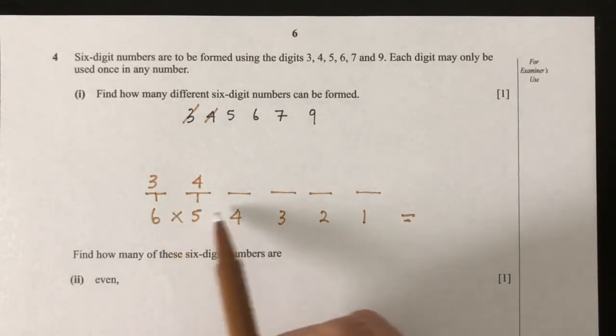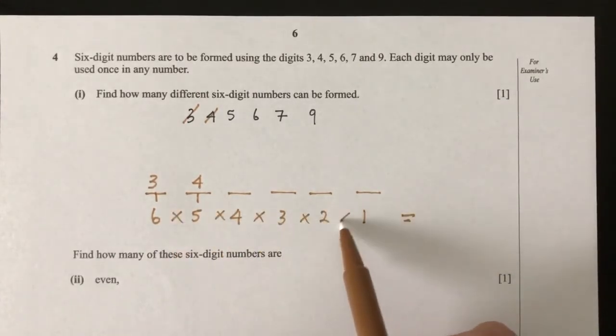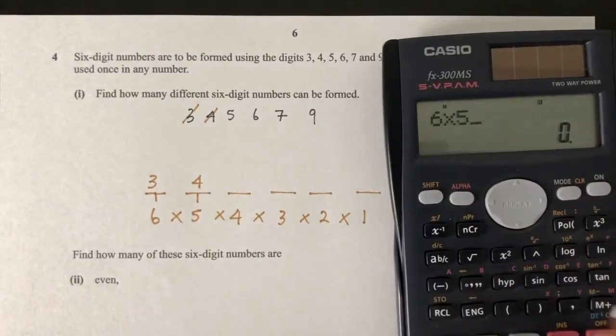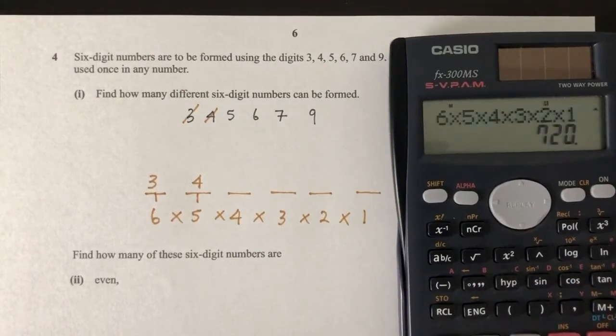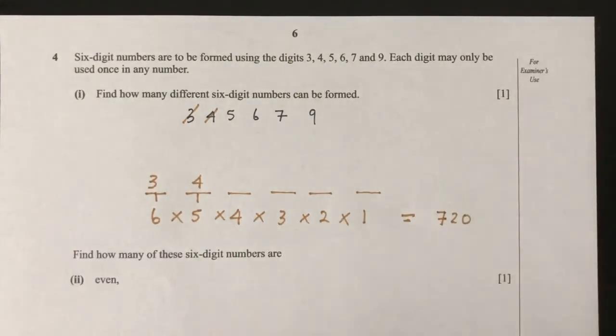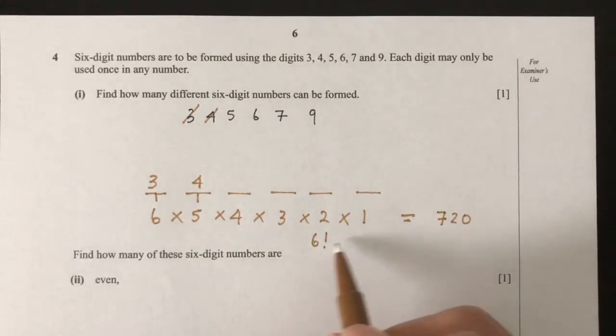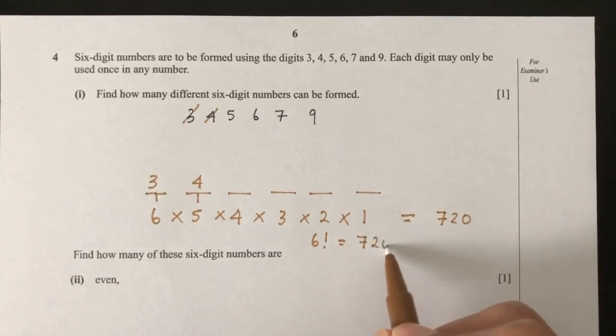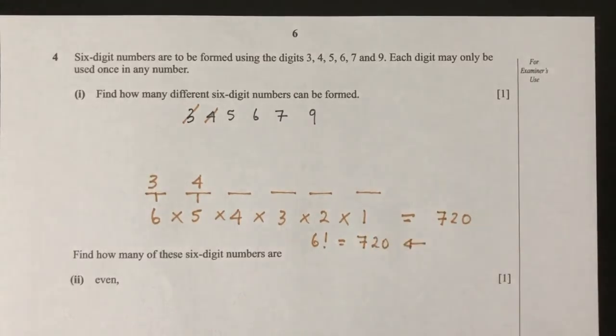So multiply these values to find your answer. So 6 times 5 times 4 times 3 times 2 times 1. That will be 720. Okay, you can write this as your answer, or you can write just 6 factorial. Okay, that will give you the same answer as well. That is for part 1.